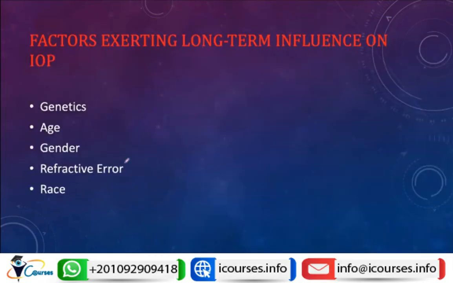Finally, we come to the factors that will affect the intraocular pressure. We have several factors. Some will affect the long-term effect of the intraocular pressure. Some will affect the short-term. For the long term, we have the genetics, age, gender, refractive error, and race. So how do these factors affect the risk of developing high intraocular pressure or glaucoma?